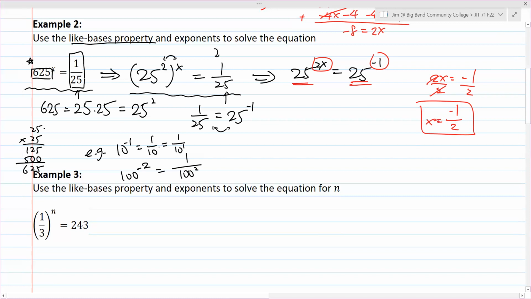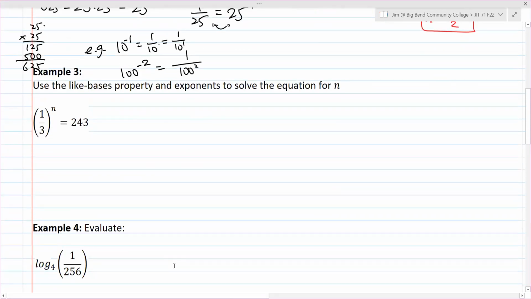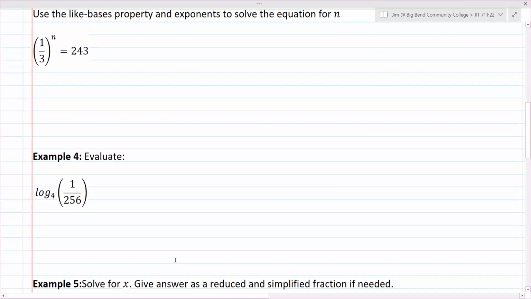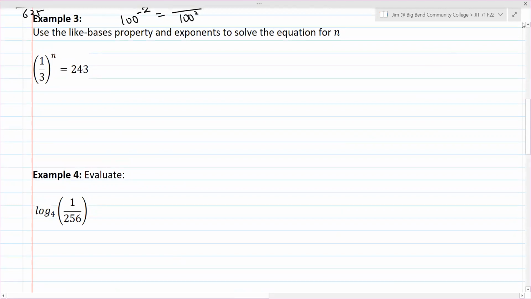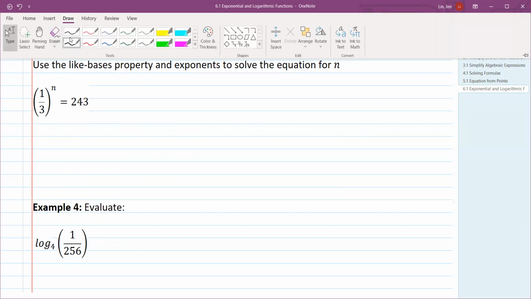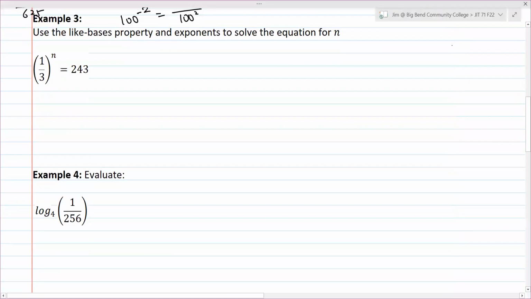All right, next, example number 3. Use the like-base property and exponents to solve the equation for n. Right. Now they're being more and more specific, and now it is obvious that we are finding n. What is our n? All right, so we have the equation given, so we can use the same trick.